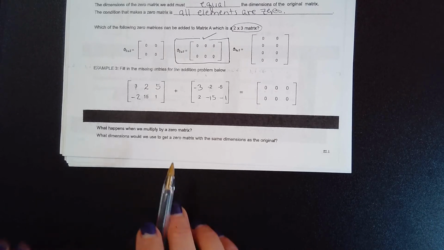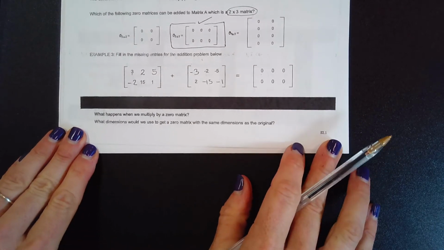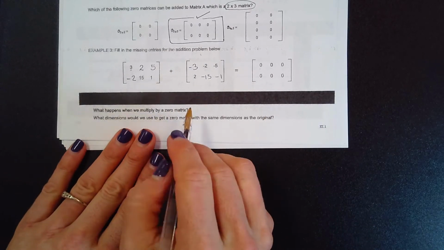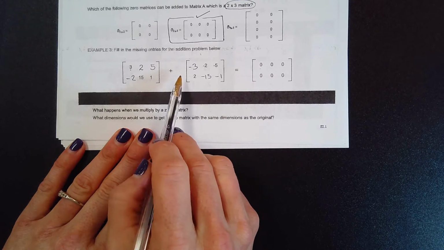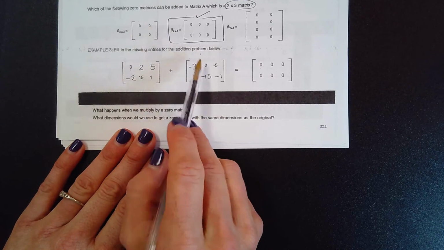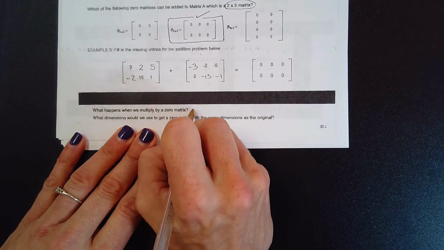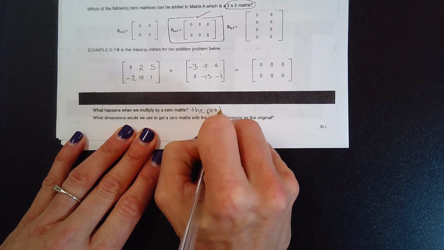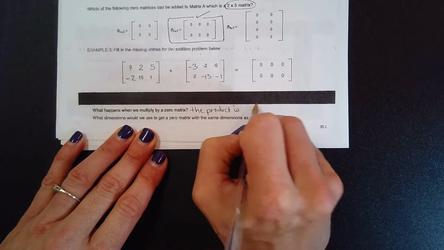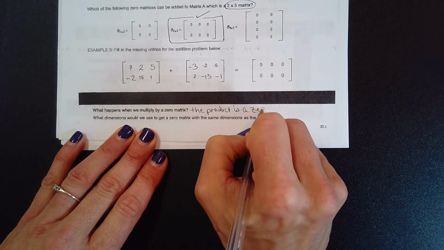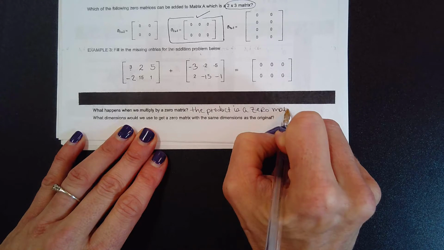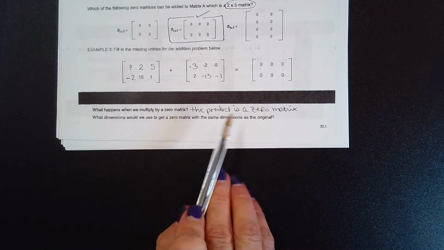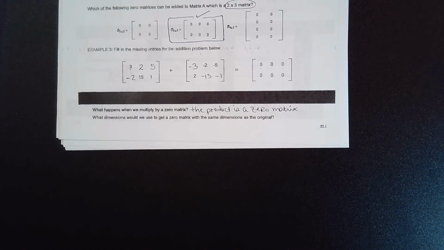What happens when we multiply by a zero matrix? Well, if you did anything times a zero matrix, you're going to get a zero matrix. So the product is a zero matrix. So when we multiply by zero, it's not an identity anymore because my answer is always zero. It's not the original. Okay.